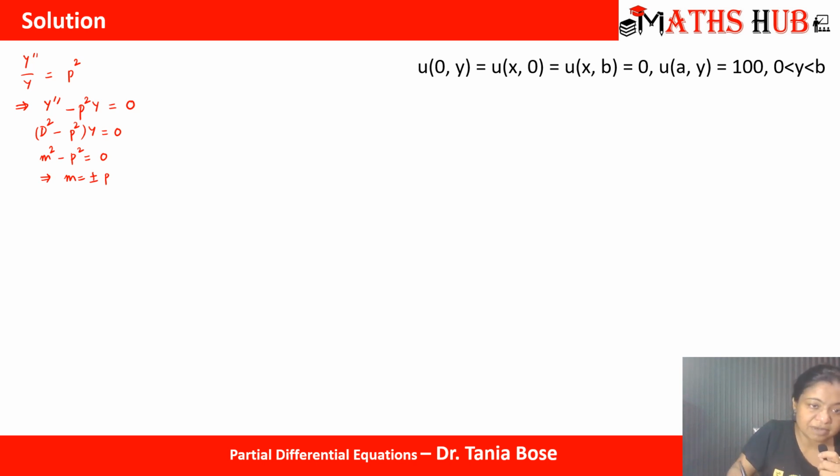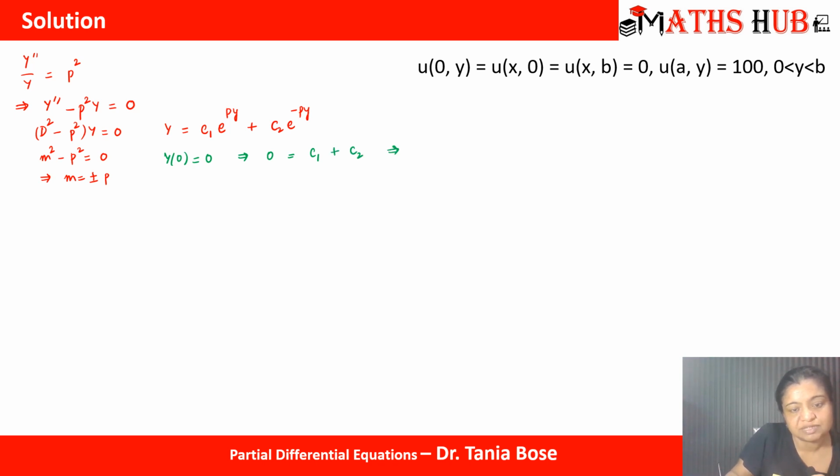If m is equal to plus minus p, that means what is y? Y is c1 e raised to power py plus c2 e raised to power minus py, right? The roots are real, so we get real and distinct, right? So now let us again put the conditions on y. So the first condition on y was y at 0 is equal to 0. So from here, what do we get? 0 is equal to y is 0. So we will get c1 e raised to power 0 will become 1, c1 plus c2. So this implies c2 is equal to minus c1, right?